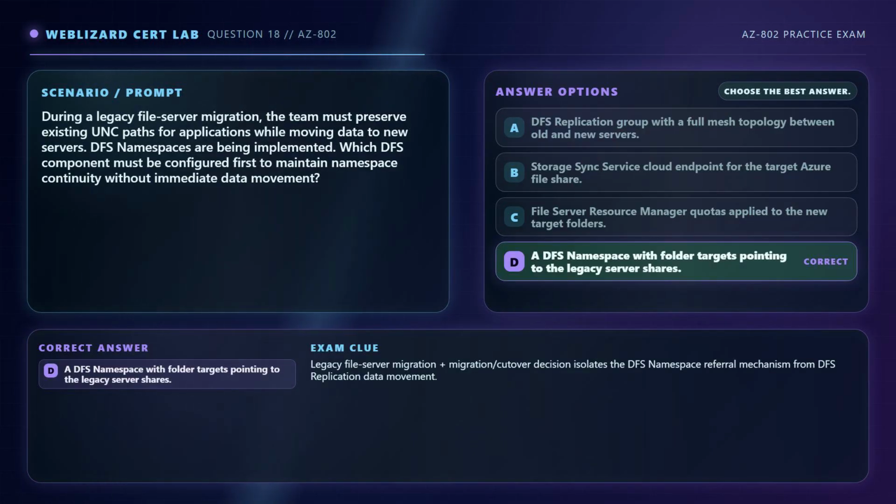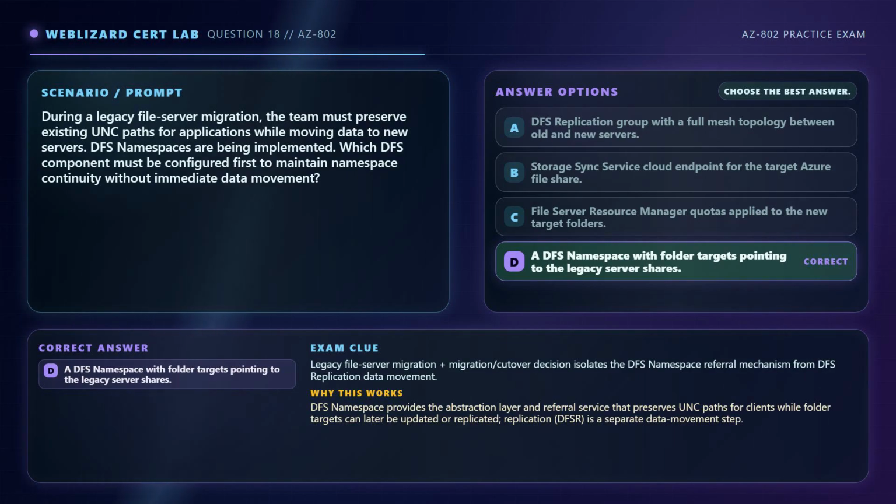The correct answer is D. A DFS namespace with folder targets pointing to the legacy server shares. DFS namespace provides the abstraction layer and referral service that preserves UNC paths for clients, while folder targets can later be updated or replicated. Replication, DFSR, is a separate data movement step. Legacy file server migration plus migration cutover decision isolates the DFS namespace referral mechanism from DFS replication data movement.